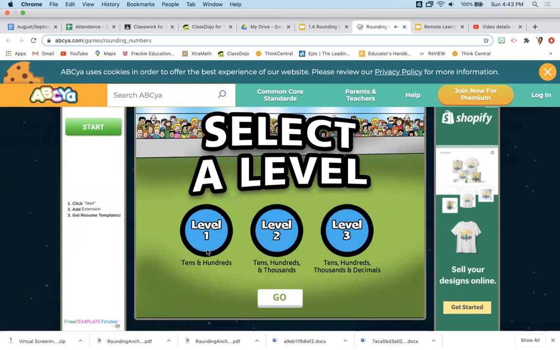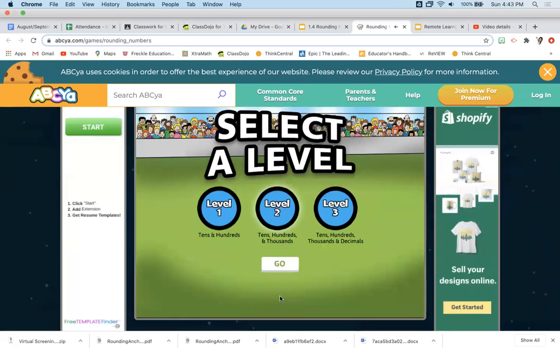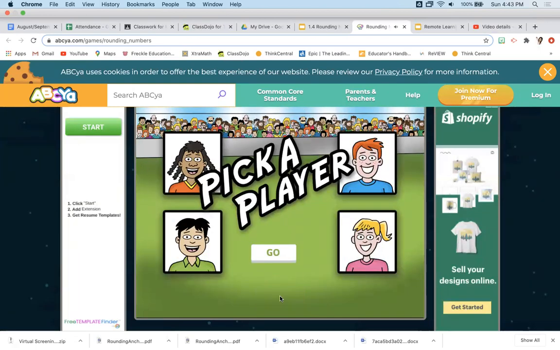Level 1 is tens and hundreds. Level 2 is tens, hundreds, and thousands. So I would play this one. This one I wouldn't do just because it has decimals and we're not learning decimals right now. We're only doing whole numbers. So let's do level 2. And I'll just pick this one since I'm a girl.